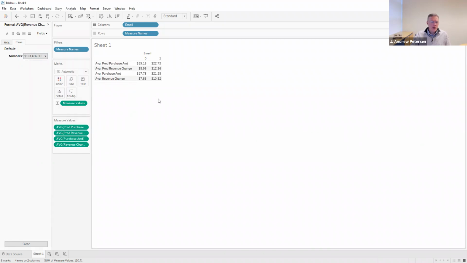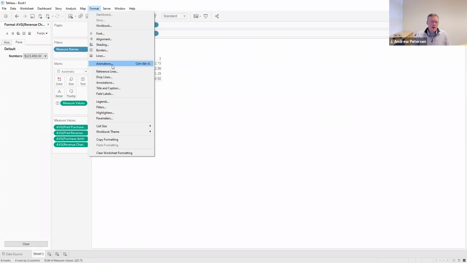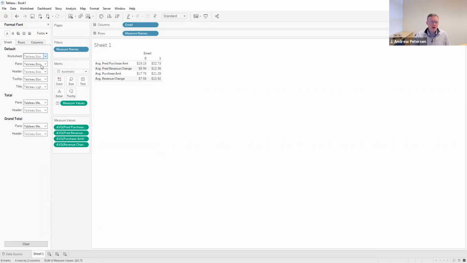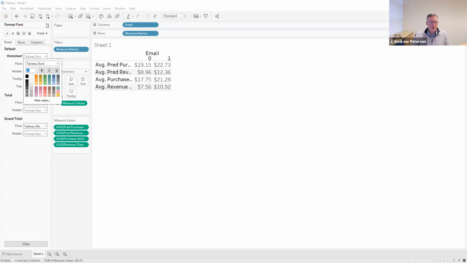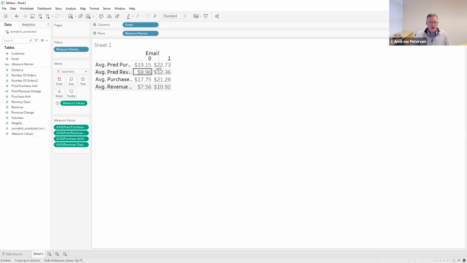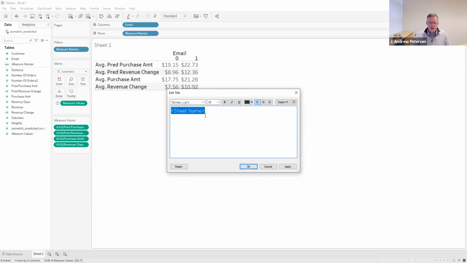We'll make this a little bit bigger so we can come up to format up here and choose font, and we'll make it say 16. Let's move this over so we can see a little better. We'll go ahead and name this. This is going to be comparison of predicted and revenue gains.